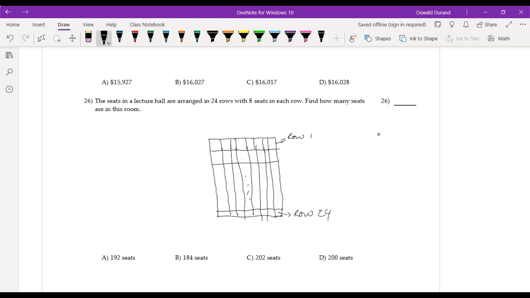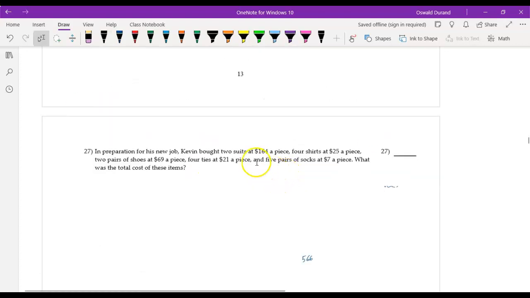So I have 24 rows here, right? And then here I have 8 seats per row. So you treat it as like a rectangle. So it's going to be 24 times 8, right? And that's going to give you 192 seats. And that's it, 24 times 8. So you can look at it that way. All right, so let's move on.